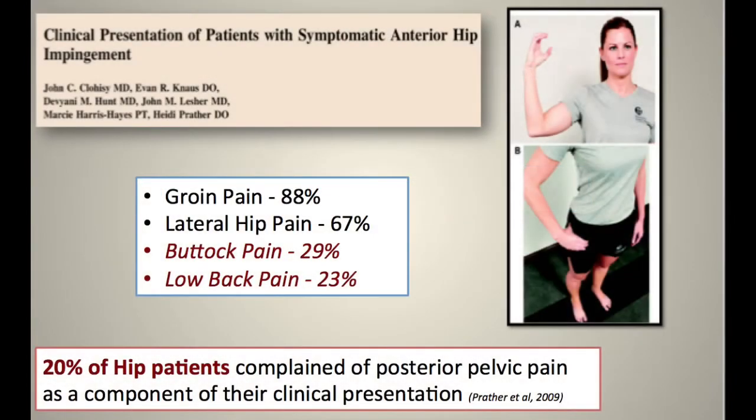Presentation of hip pathologies. If you look at a young active population with hip impingement, the most common presentation is your C sign, which is in the groin region as well as in the lateral hip. But it's important to remember that nearly a third will also have buttock pain or pain going into the low back. Multiple case series have shown that around 20 to 30% of patients with articular hip pathology will have an element of buttock pain or pelvic pain. So it might not just be groin pain in this population group.